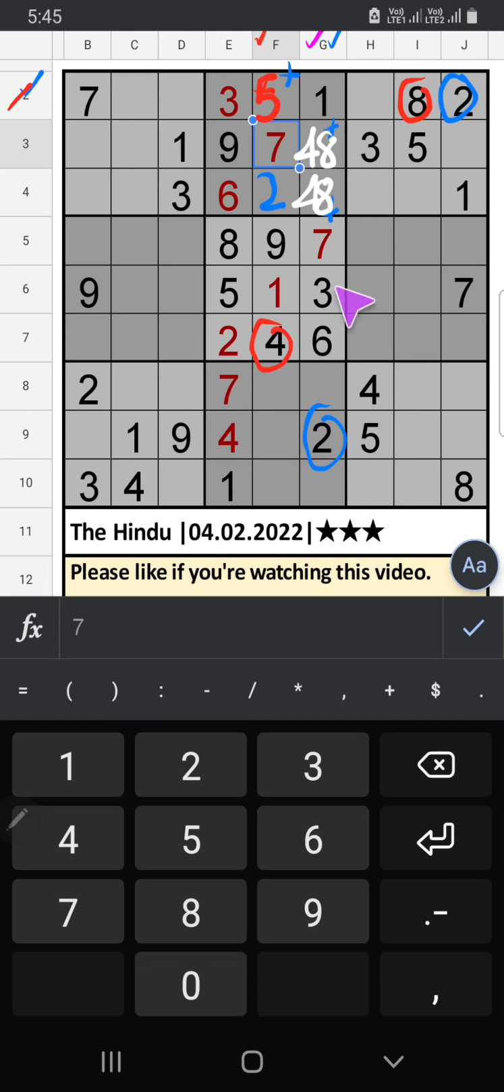Column G we have 3 and 8. So 3 and 8 can't come in these cells. 10th row also we have 3 and 8. It can't come in this cell. It will come in any one of the cells. We will confirm later. Column F, only one number is remaining, 6. 6 is confirmed here. Column G, 2 numbers are remaining, 5 and 9. We will confirm later.